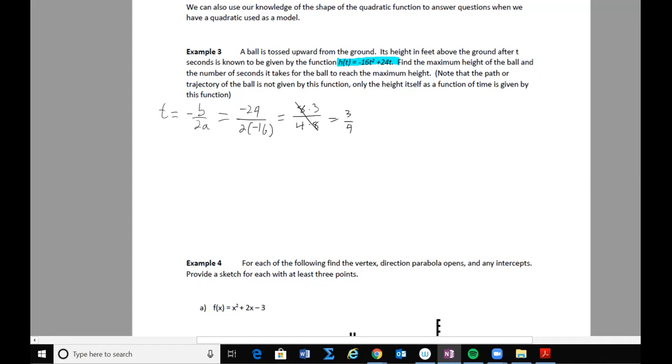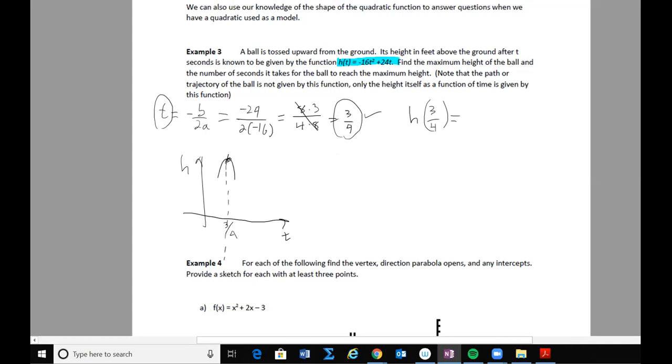And find the maximum height of the ball and the number of seconds it takes for the ball to reach the maximum height. Well, this is the number of seconds. This gives us the number of seconds it takes to reach that. Now, if you want the actual height, we have to compute h of 3/4. This will give us the height. So in other words, you got the height measured this way, t this way, and at 3/4, you have your axis and you have that vertex up there.